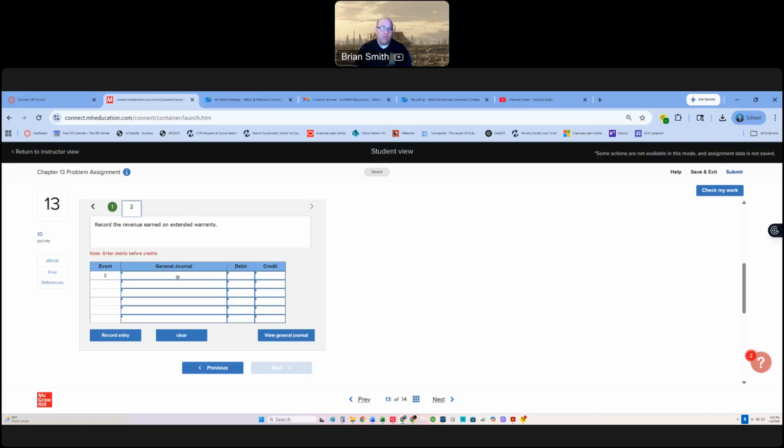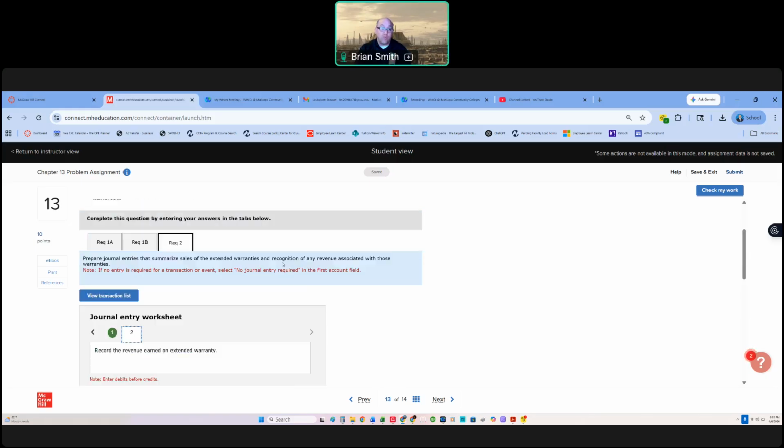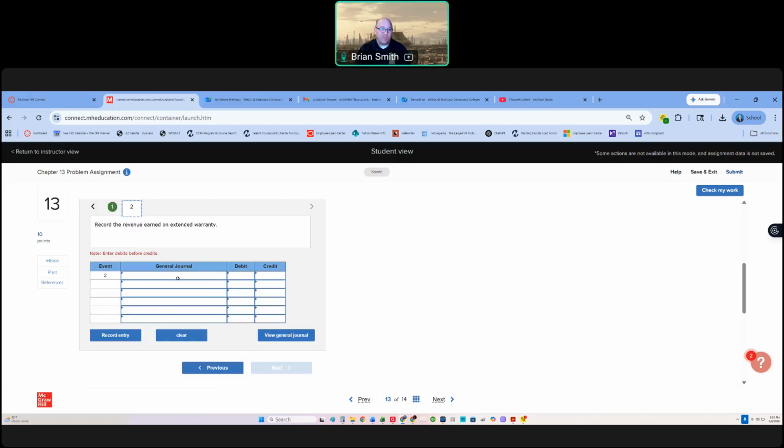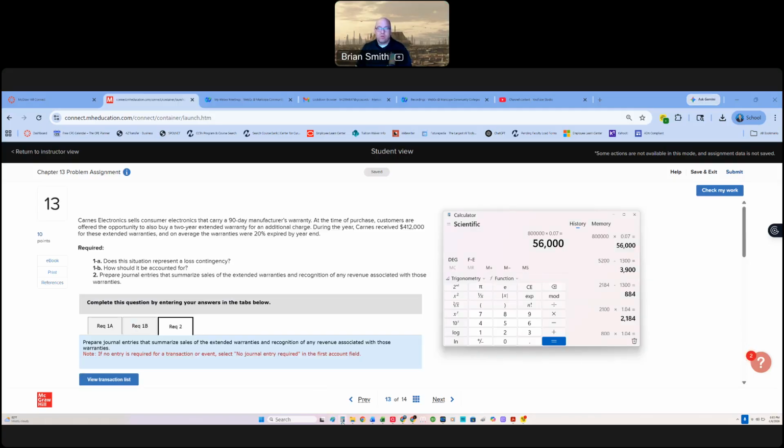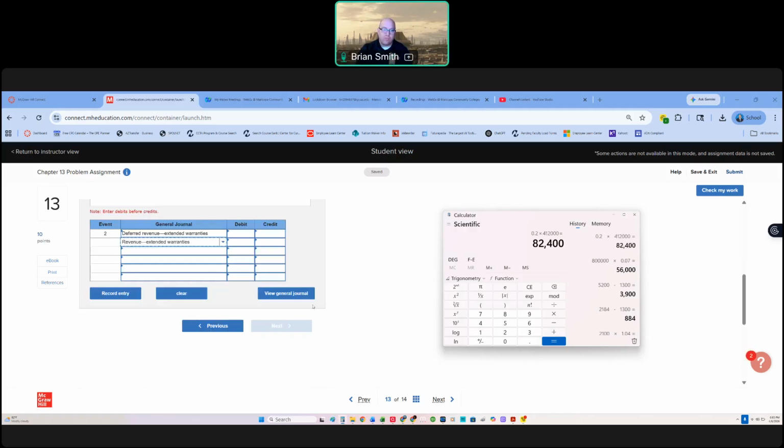And then record the revenue earned on extended warranties. So we got 20% of it. That's what I'm saying, I don't get what they're saying. We're just dropping the liability and crediting the revenue. So we're going to do deferred revenue, extended warranties, and then revenue, extended warranties, for 20% of the 412,000, 82,400.